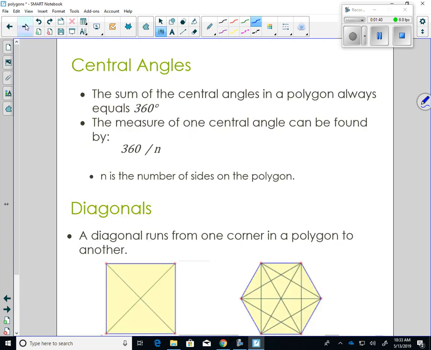Okay, so let's talk about central angles now. I hate geometry. I'm not a big fan of geometry. This is the last one.